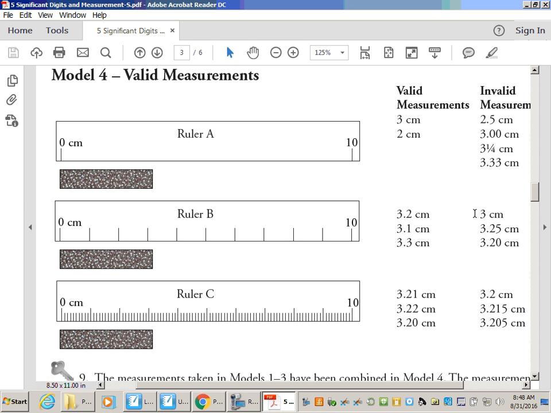So who's feeling like you're 50% sure on how to do measurements? Okay, we'll keep on working, but it's going to take some practice. We'll do our lab with that.